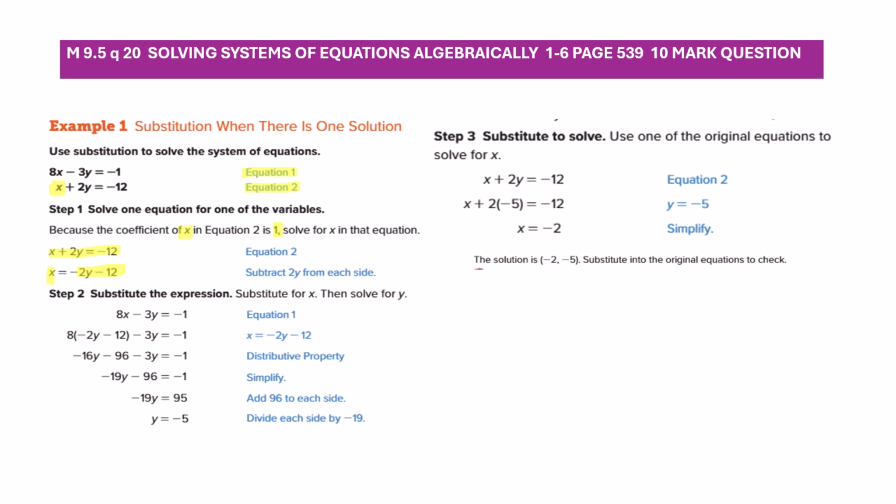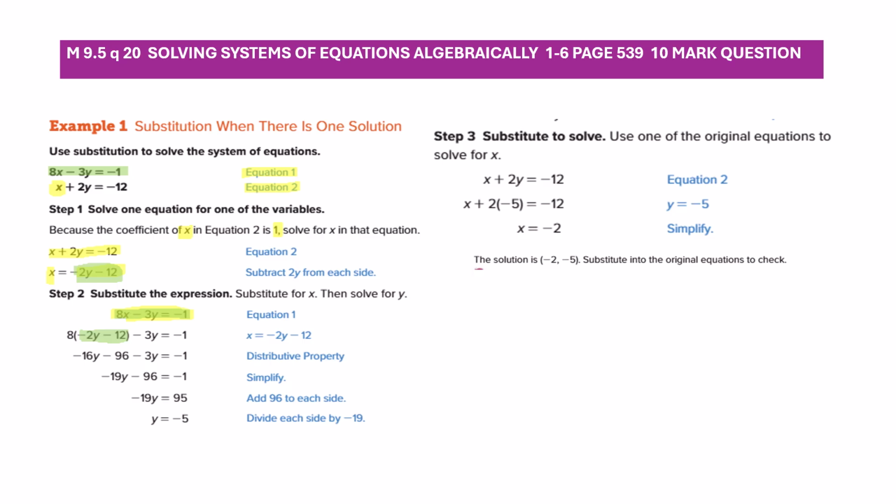Once you have done that, you are now able to substitute x into the first equation. So now write down the first equation. You substitute the value of x in the first equation, so it will be 8, and the value of x which we found is minus 2y minus 12. This is what we mean when we say substitute. In place of x, we substitute the value which we found. And then you continue working through the example.